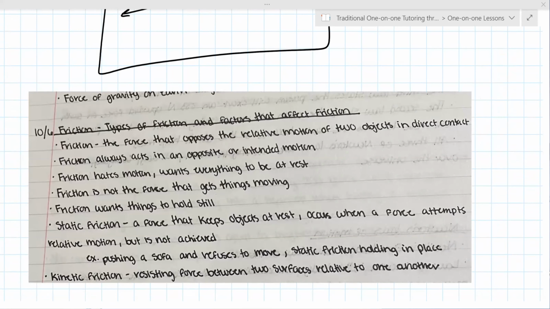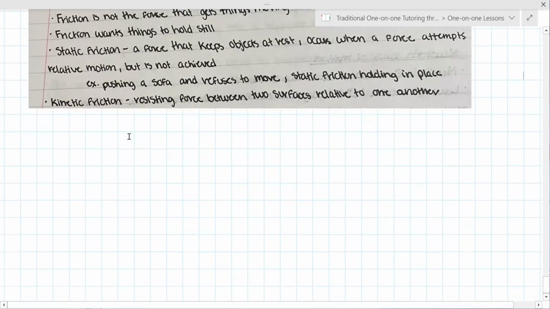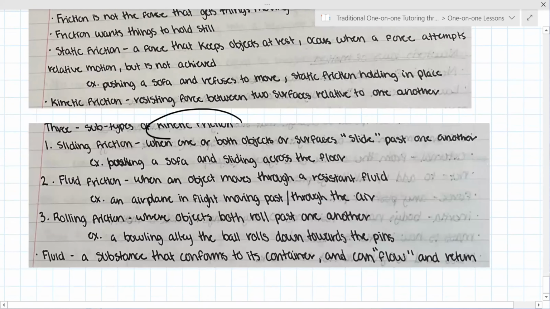I think I understand everything in this section. I do see this, this is where it's clear. The subtypes of kinetic friction: sliding, fluid, rolling. Yes, those are all true. Sliding and fluid are really the same. We just think of fluids as being like water. The thing about a fluid is you have to put it in a container to define it.